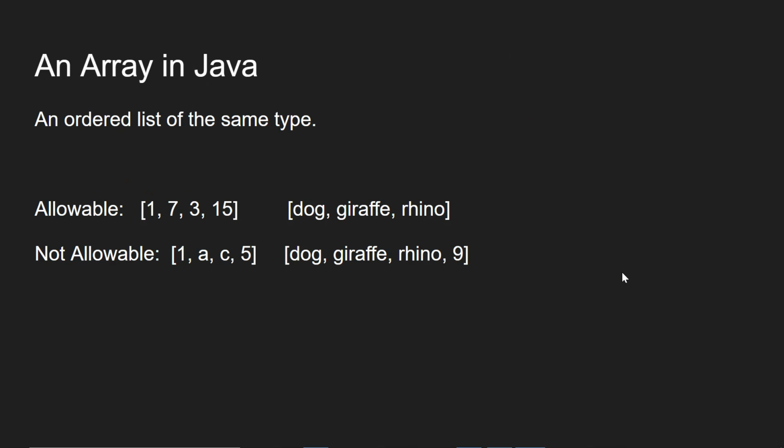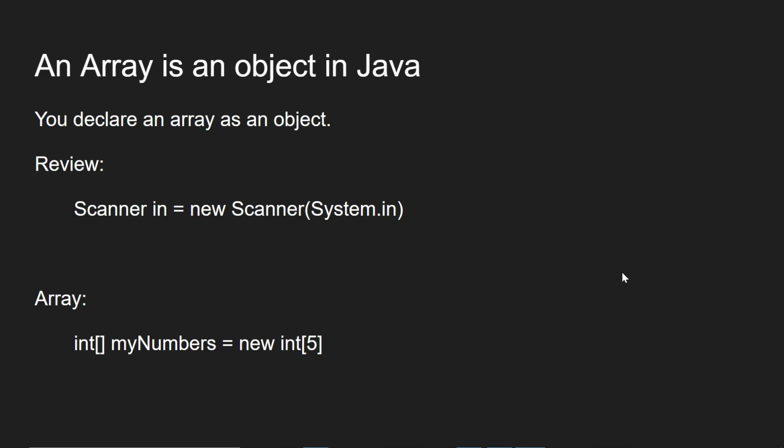What wouldn't be allowable? 1, A, C, and 5. Assuming A and C are not integers, it wouldn't fit in the list with 1 and 5. Dog, giraffe, rhino, 9 wouldn't fit because, we're assuming dog, giraffe, and rhino are animals, 9 is not an animal, it's a number. So array is an object in Java. You declare an array as an object just like you've done in the past.